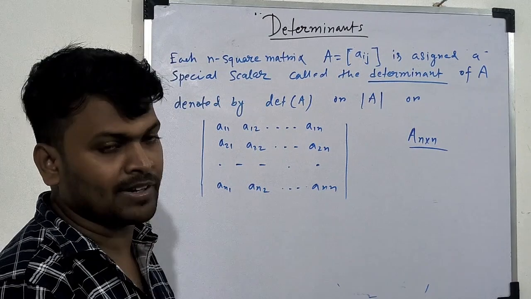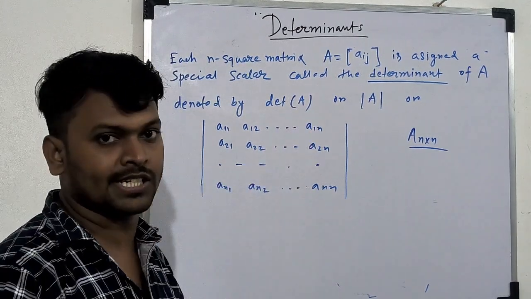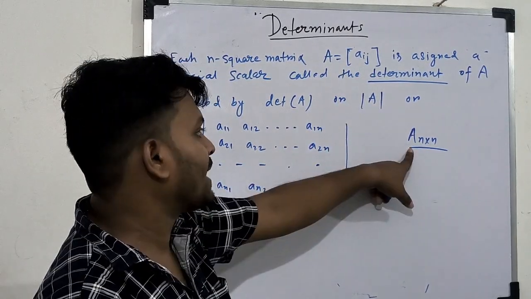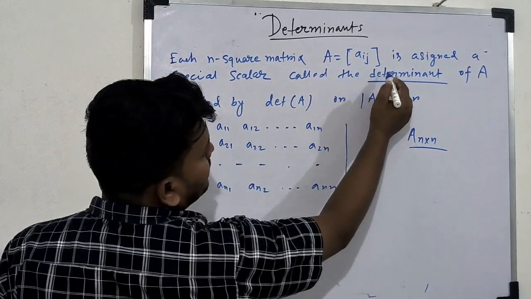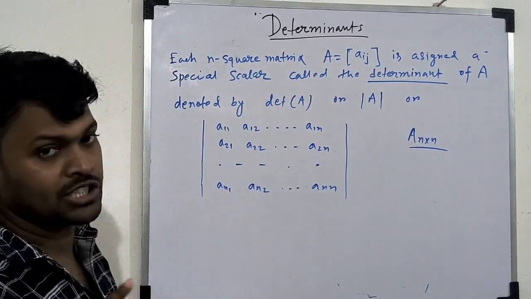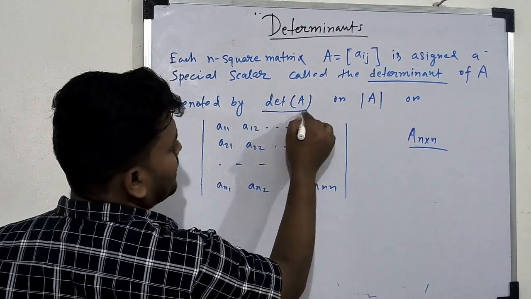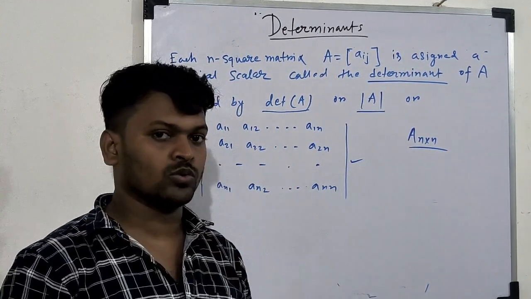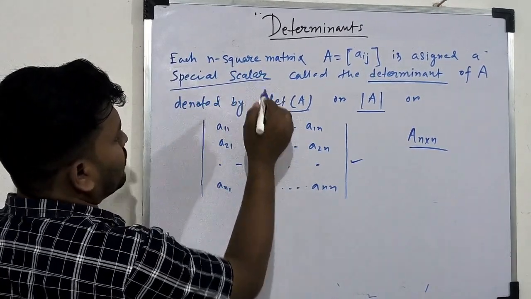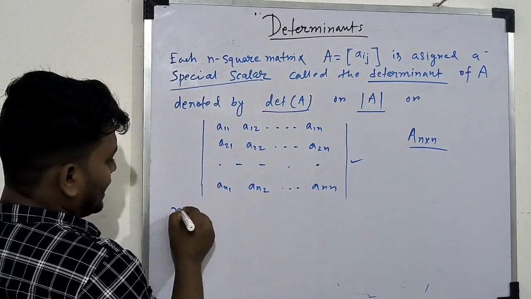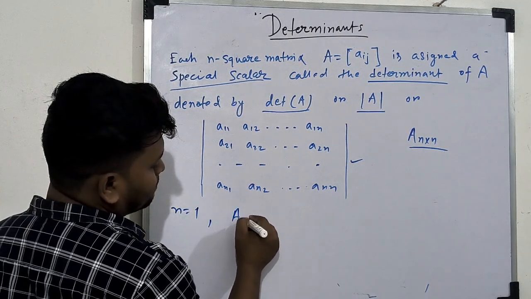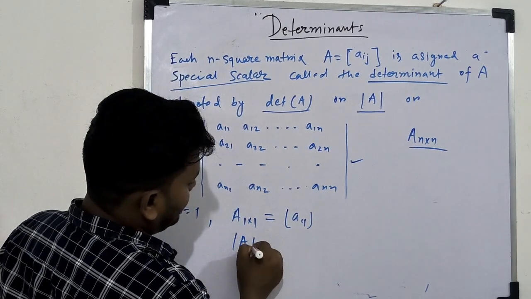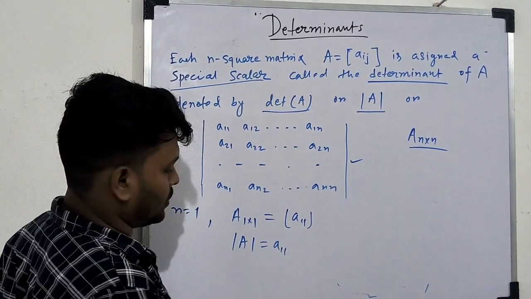If you haven't watched lecture 2 of this series, please first watch that video and then watch this one. Each square matrix A is assigned a special scalar which is called the determinant and denoted by determinant A or this symbol, and can be written as this. So how will we find this special scalar for a square matrix A? When n equal to 1, that is a 1 cross 1 matrix, A11, the determinant of A will be this element. So this is the scalar.